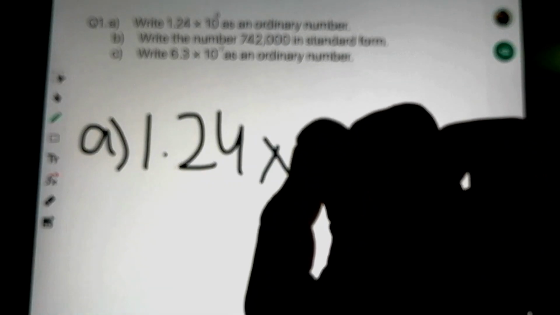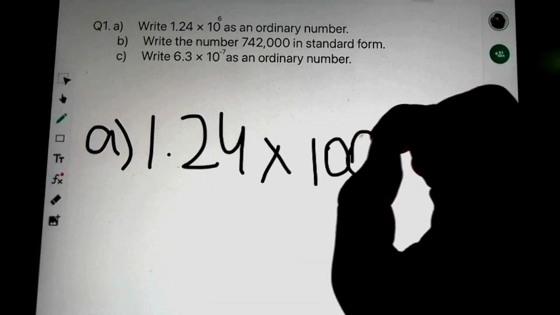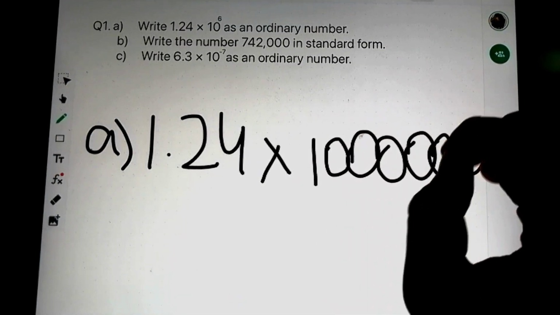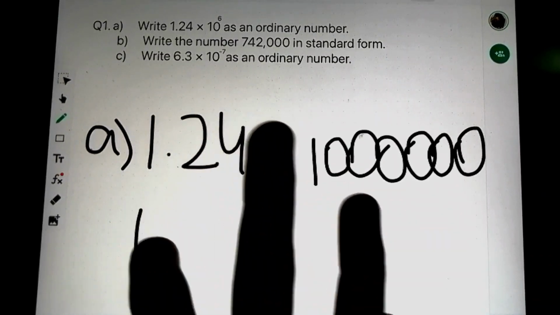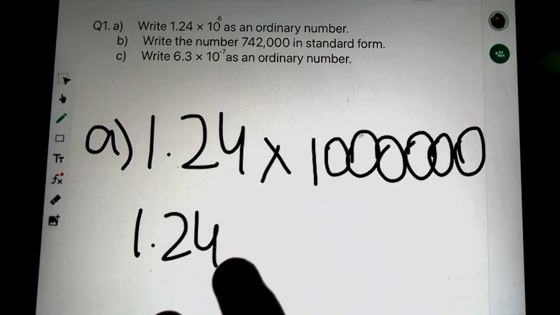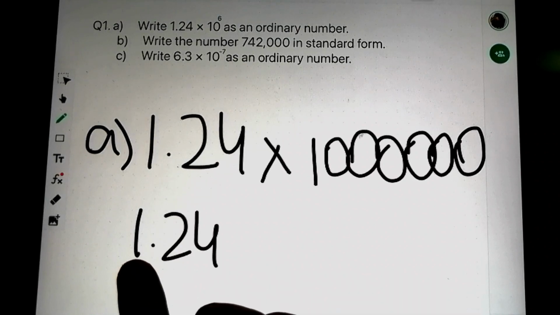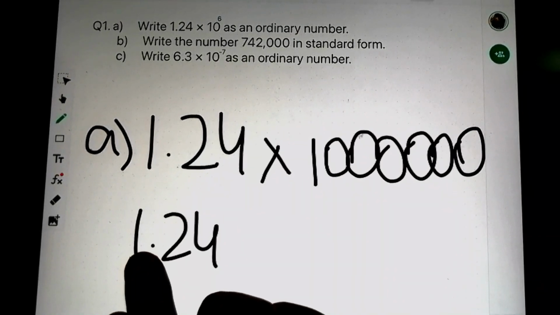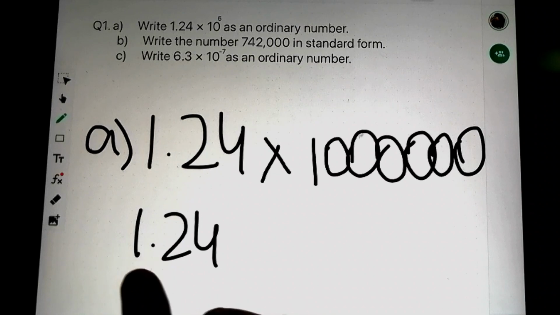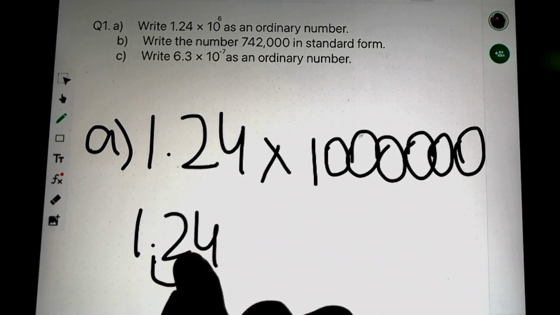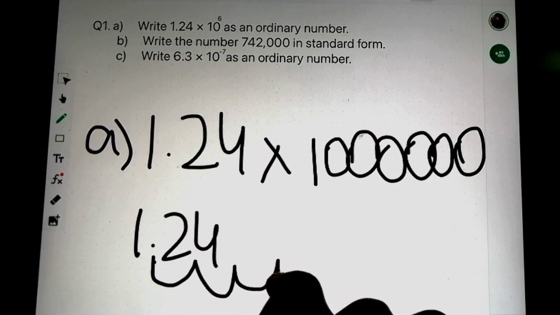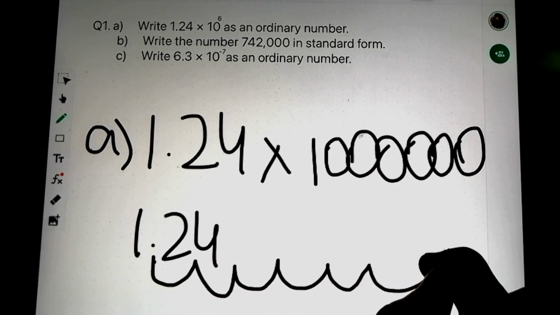1.24 multiplied by 1 with 6 zeros, right? That's basically the same thing, because if you expand that, you'll get basically 1 million. Okay, so 1.24, right? So the decimal point will move however many zeros there are. So there are 6 zeros, so this will move 6 spaces: 1, 2, 3, 4, 5 and 6.